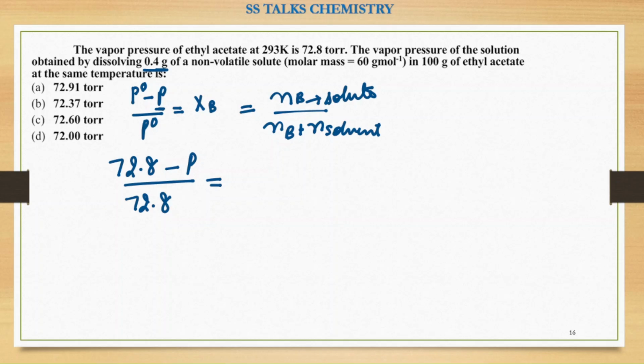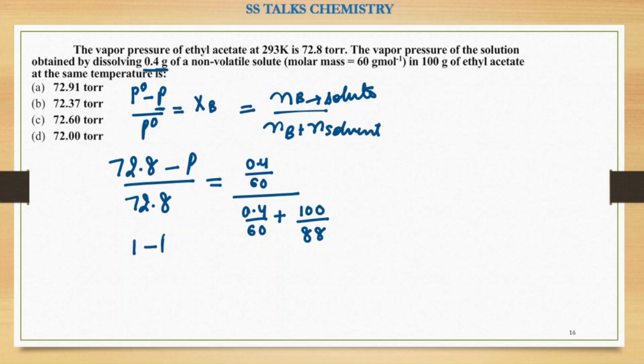Okay. So here the solute given weight we have is 0.4 gram. Its molar mass we have as 60 grams per mole. In the denominator also 0.4 upon 60 plus the mass of the solvent, that is given to us as 100 grams. Now the molar mass of ethyl acetate that we calculate will be 88. So just solve this and find the value of P from here.